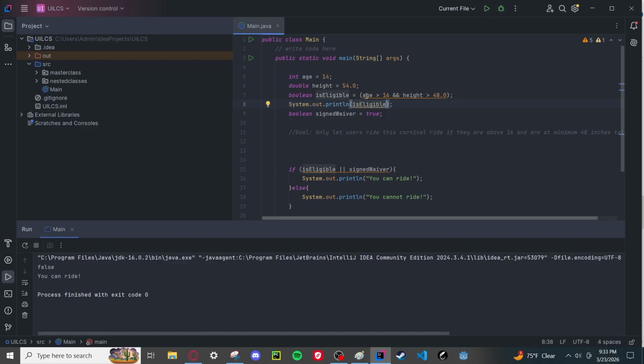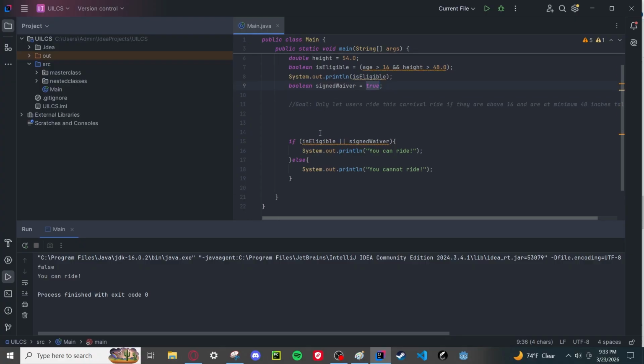It's going to print out false because I'm not above 16 and we used this with an and, so both conditions have to be true. Because I have my signed waiver as true, in the or expression, because this condition is true, it doesn't matter that this condition is false. The whole thing will evaluate to true. So that is the or. Now let's move on to the not. And the not is pretty self-explanatory. It's just kind of like the opposite.